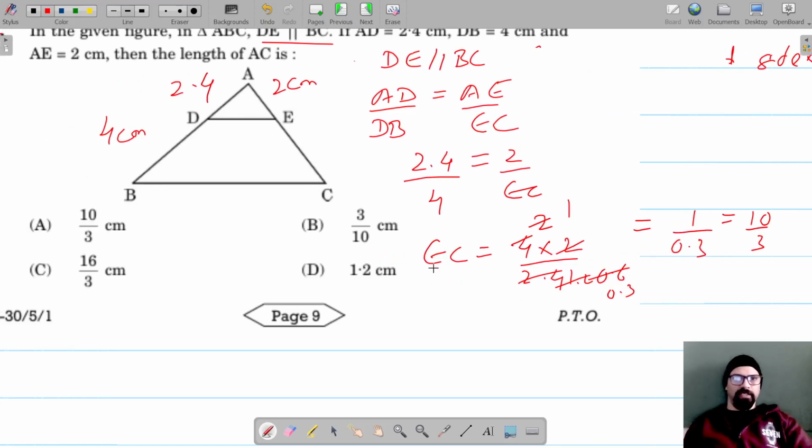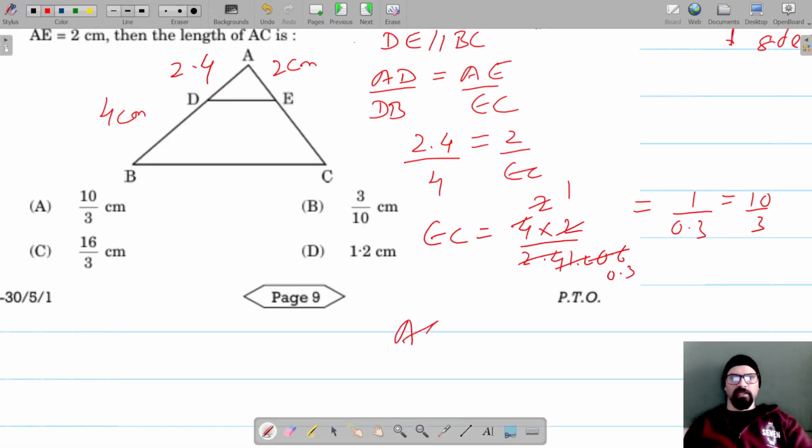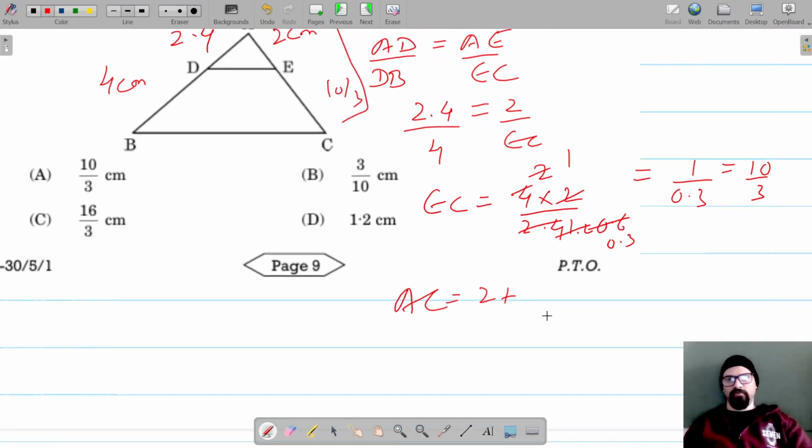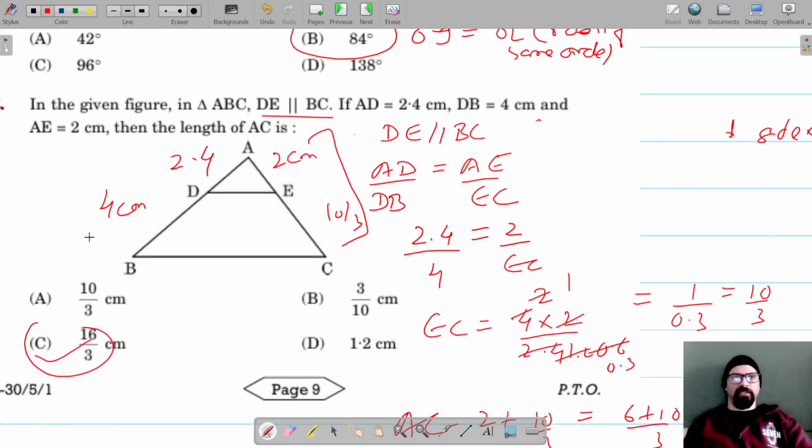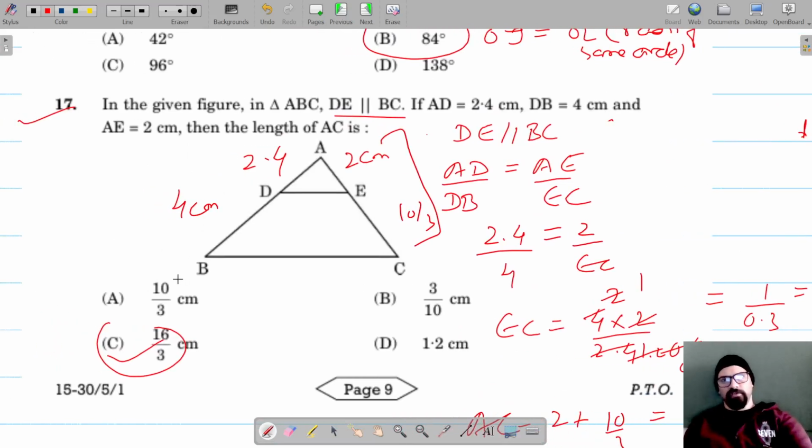But we have to find AC. So AC is 2 plus EC, and EC is 10 by 3. So let's add 2 plus 10 by 3. This is 6 plus 10 by 3, which is equal to 16 by 3 centimeters. So C is the correct option. Moving on to the next question. Question number 18.